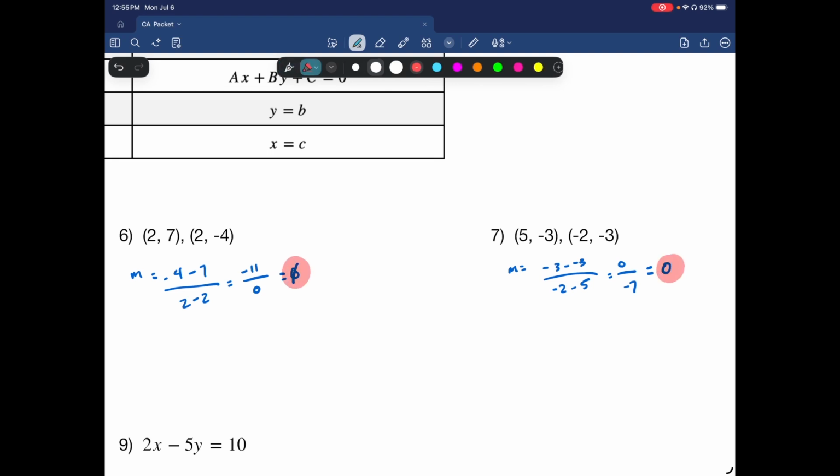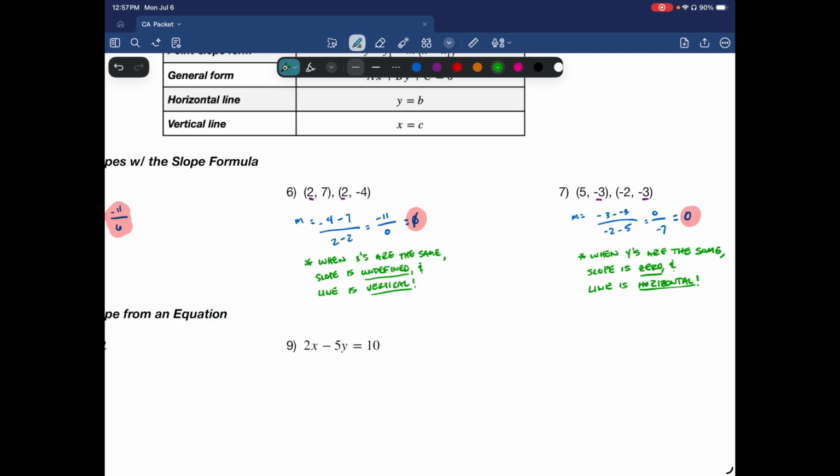Okay, so watch what happened here. My x is repeated, and I got a slope of undefined. On 7, my y is repeated, and I got a slope of 0. That's key. So a couple things to make mention of. When the x's are the same, slope is undefined, and the line is vertical. And when the y's are the same, slope is 0, and the line is horizontal. So those 6 and 7 are your special cases. One of them is a horizontal line, one is a vertical line. And it's imperative that you recognize when you're dealing with which one.